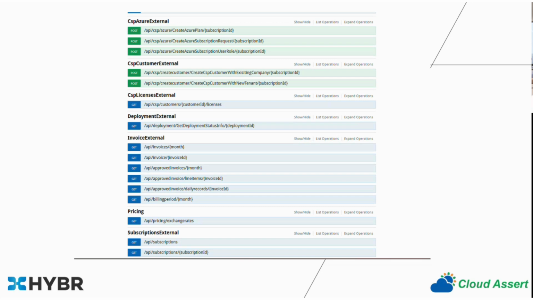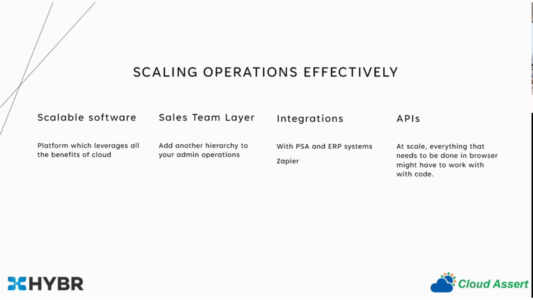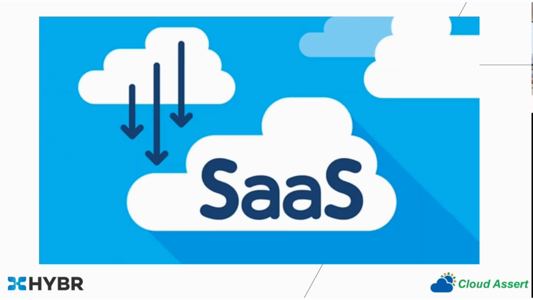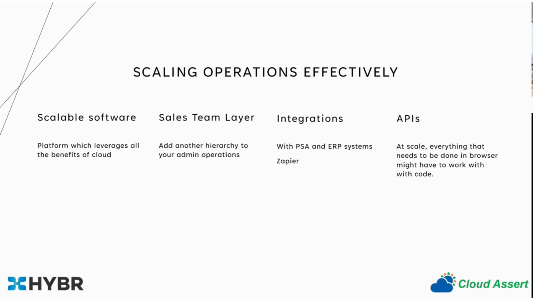So basically, that is what I had about scaling. You have a SaaS software, you have a sales team layer, you have integration, you have APIs that allow you to do everything that you can do on the UI. So these are some of the things that we can do.